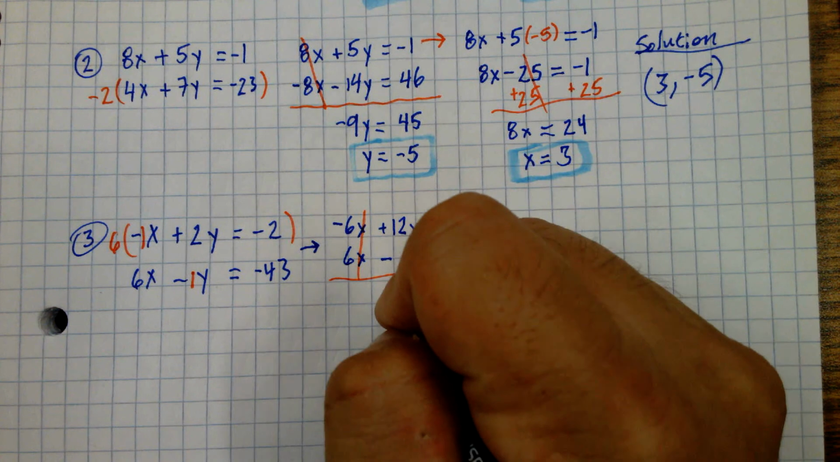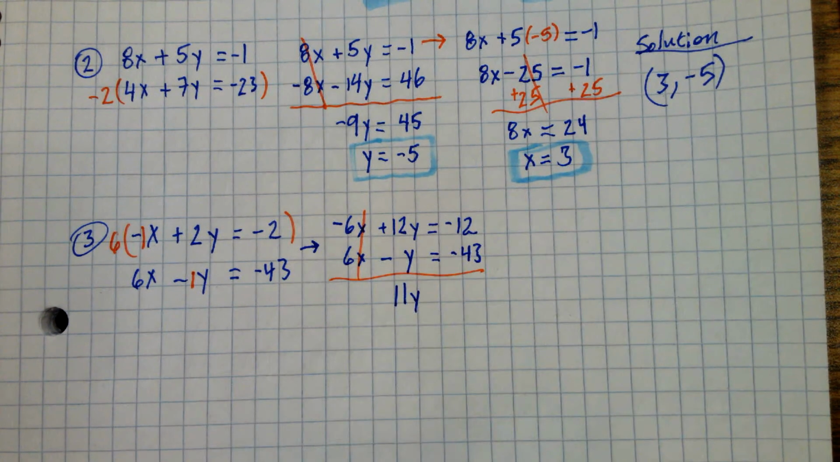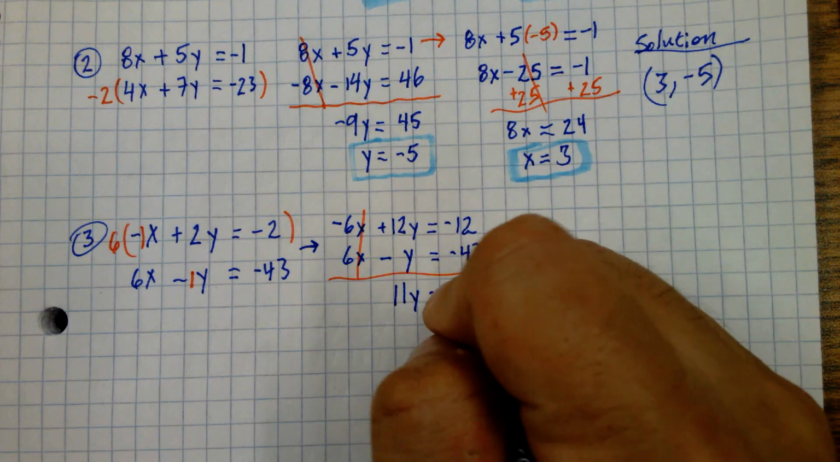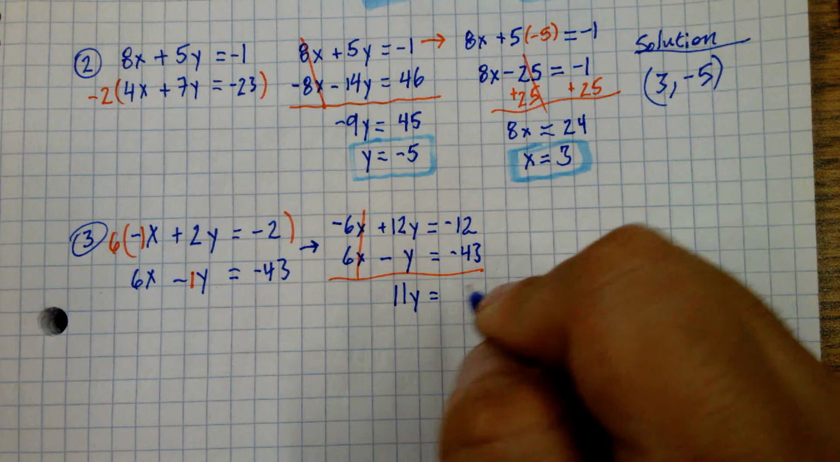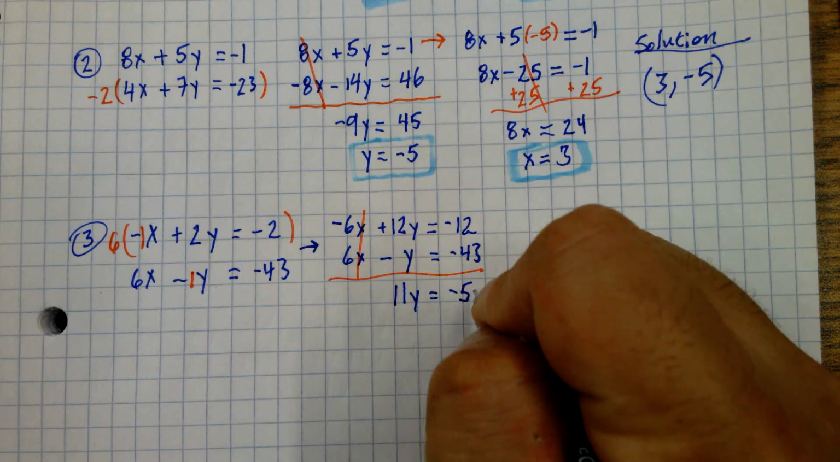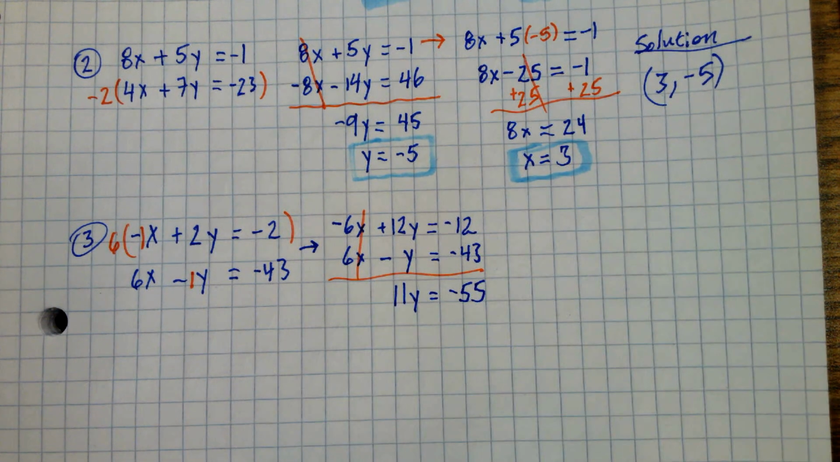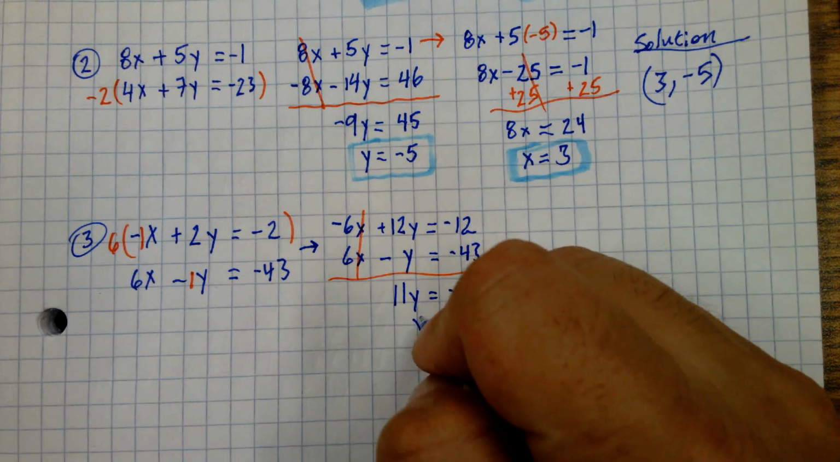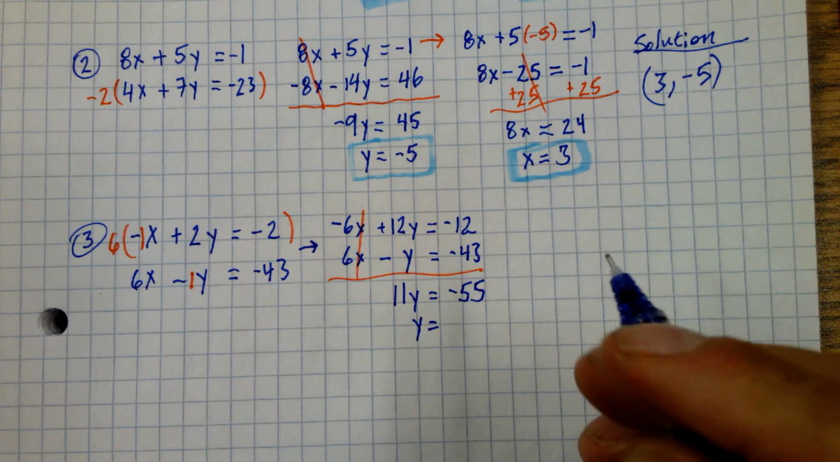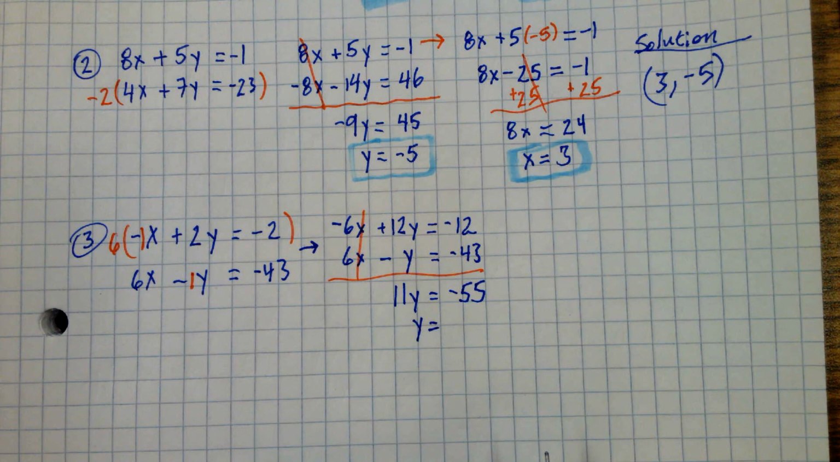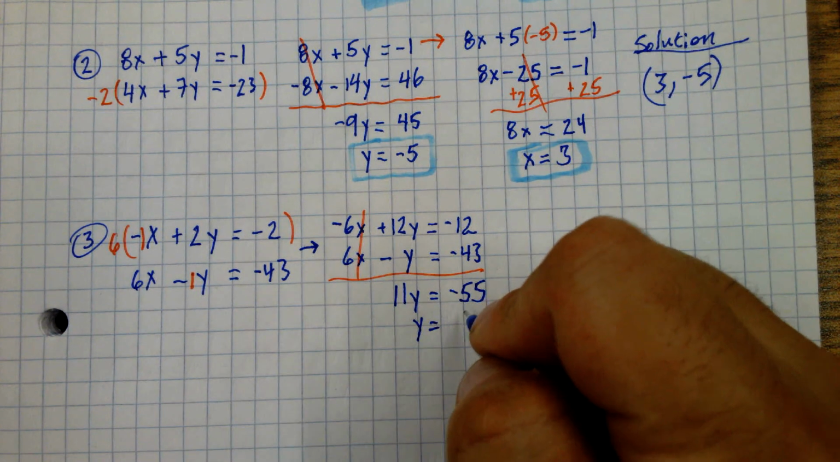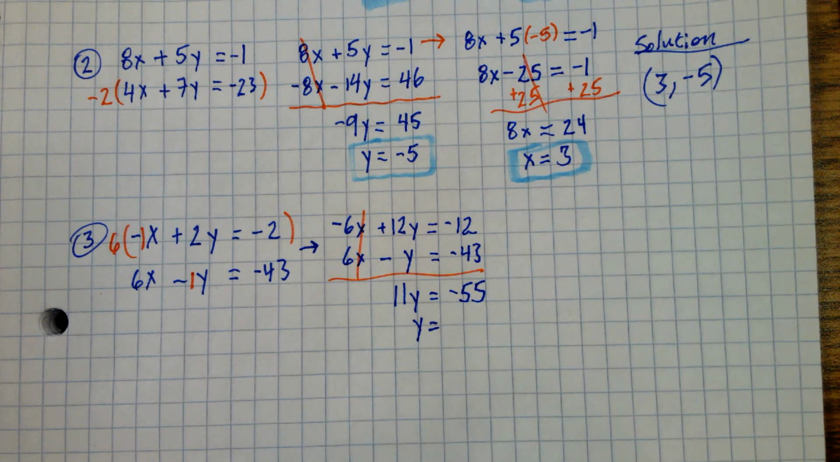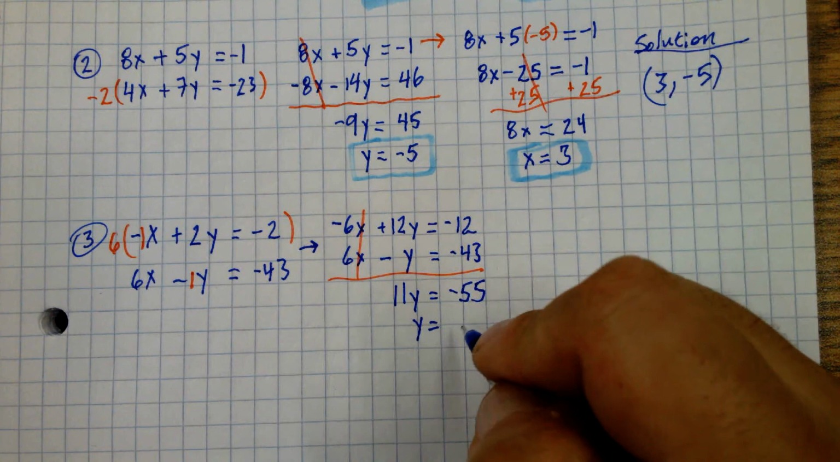12y minus y is 11y. And that equals negative 55. Ooh, okay, that's good. Because now we know that y equals what number? Negative 5 again. Did you notice that? Negative 5, negative 5, negative 5.